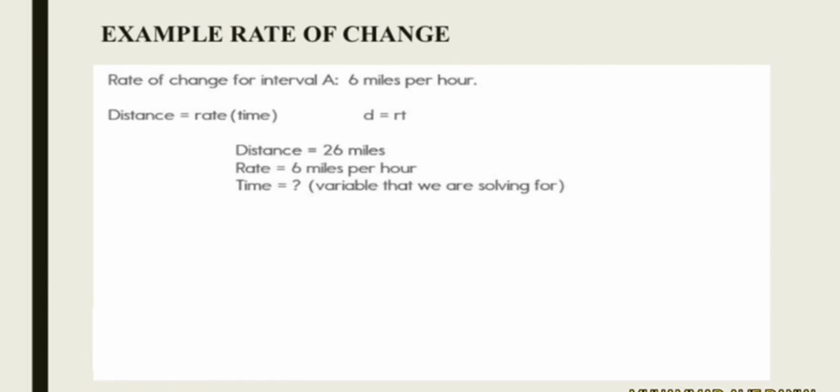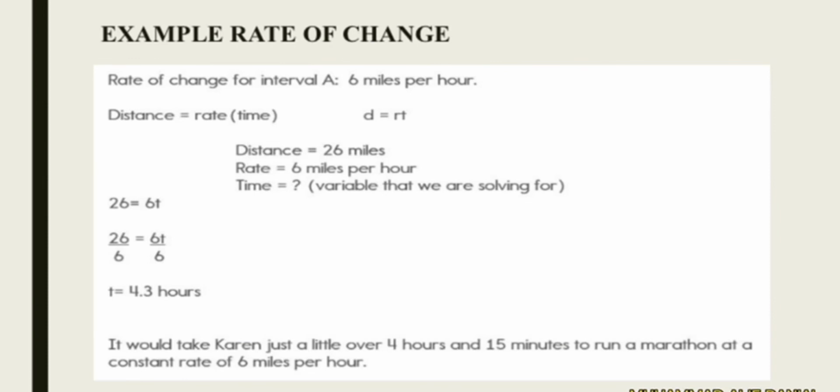D equal to RT means 26 equal to 6T because we need to find T. Then 26 divided by 6 equals 6T divided by 6. So the answer will be 4.33 equals T. It means time equals 4.3 hours. It will take Karen just a little over 4 hours and 15 minutes to run a marathon at a constant rate of 6 miles per hour.